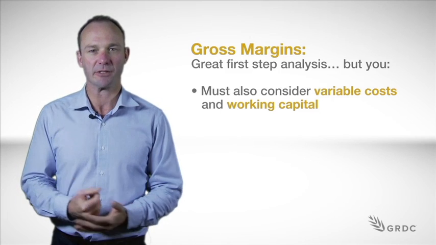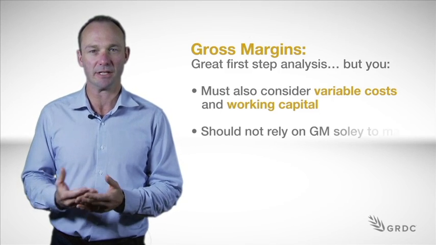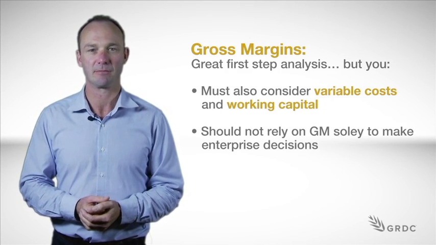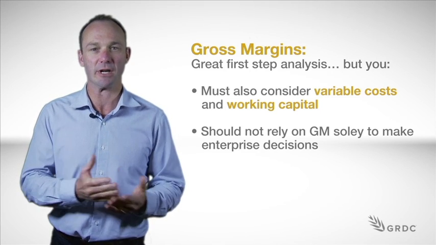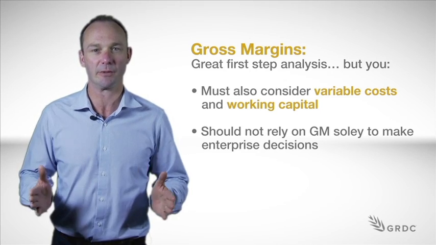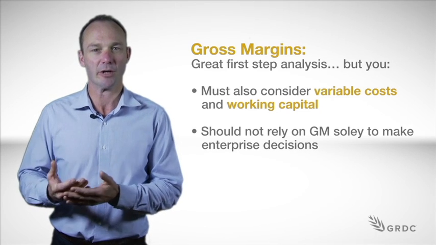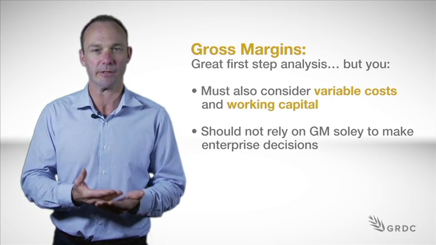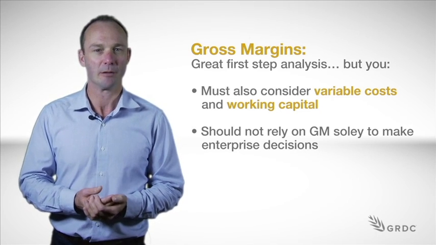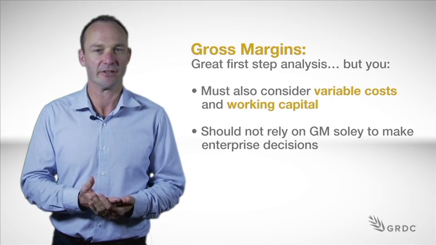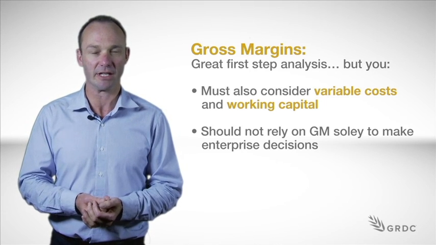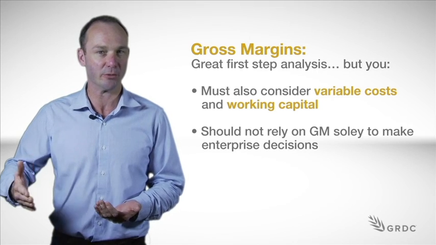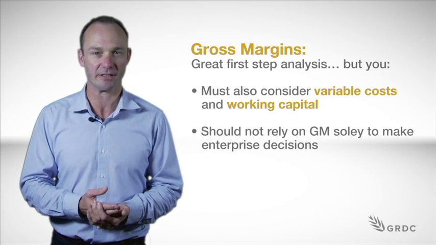Another limitation with gross margins is relying on them solely to make enterprise decisions. Let's consider, for example, you might choose to stop running sheep as an enterprise and increase your cropping area. That might appear with gross margin analysis to be the most profitable thing you can do. But you may have lost sight of the fact that your machinery doesn't have the capacity to crop a greater area than it already is. That requires a more detailed approach than simple gross margin analysis.